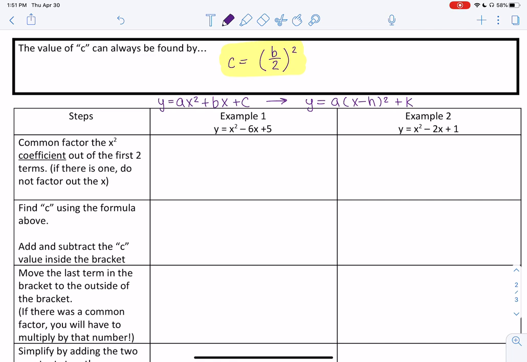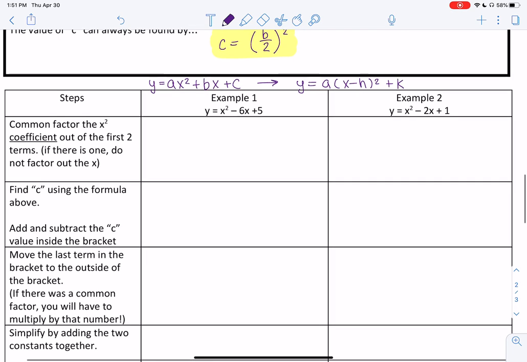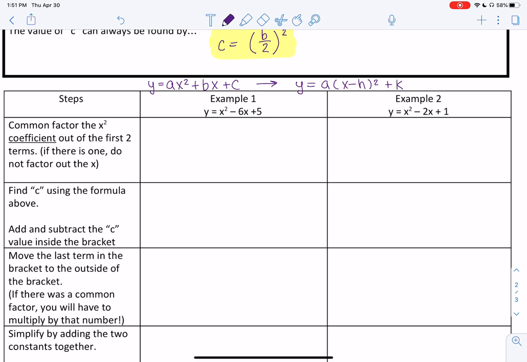Now, these can be a little confusing, and it does take a lot of practice to get good at it. So bear with me as we go through the first couple examples, and then you can start trying examples on your own. So the first thing that we're going to do is write out our equation a little bit bigger so that you can see all of my steps. So step 1 is we need to common factor the x squared coefficient out of the first two terms.